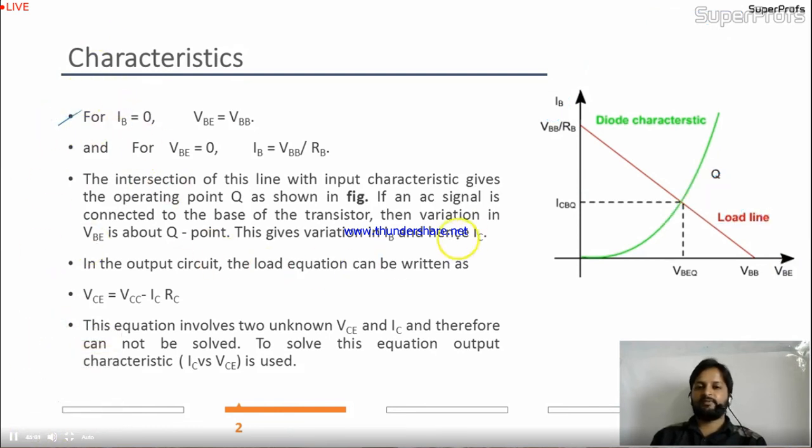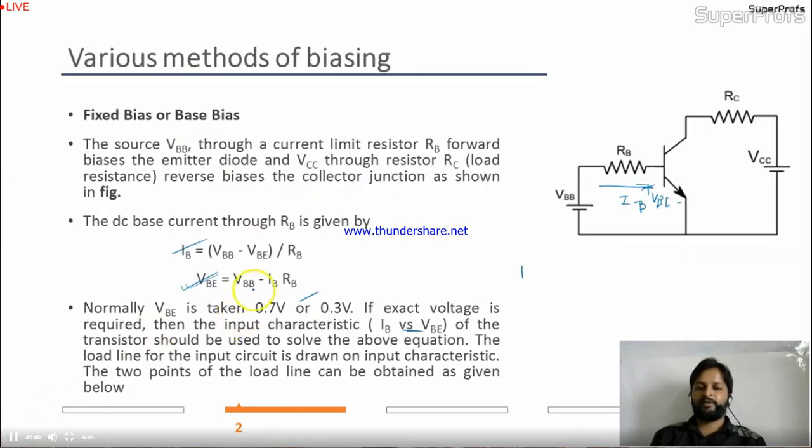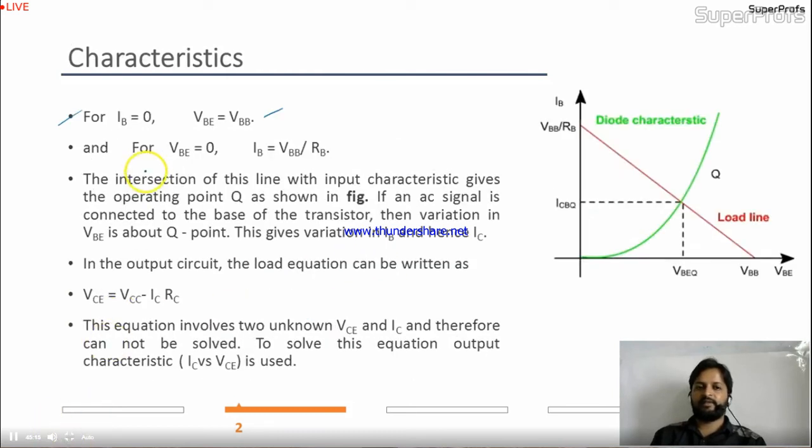So IB is equal to 0, VBE equal to VBB. According to this formula, if IB is equal to 0, both are the same. There is no potential difference, so no current. And for VBE equal to 0, IB equals VBB by RB. So this is the load line between input voltage VBE and input current IB.